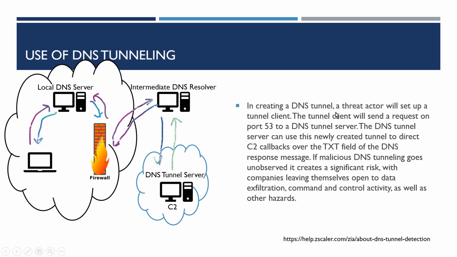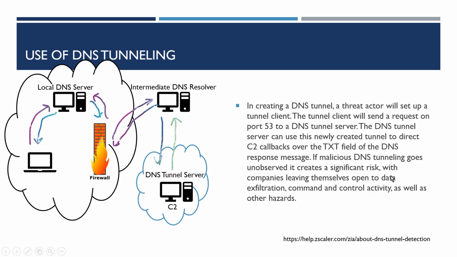As we see here, when we create that DNS tunnel, what the threat actor will do is set up the tunnel client, which you see down here on the left. And the tunnel client just sends out a request on port 53. Remember, DNS is port 53, UDP and TCP, to a DNS tunnel server. And then the server can use that tunnel to direct C2 callbacks. And they're going to make use of the TXT field in the DNS response message.